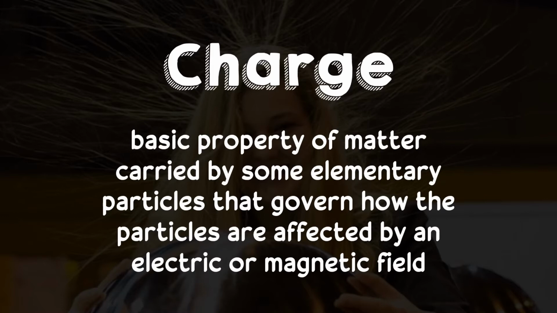All of us are made up of charges. The human body consists of atoms containing both positive and negative charges held together by attractive forces. First, let's define a charge. It is a basic property of matter carried by some elementary particles that govern how the particles are affected by an electric or magnetic field. In other words, a charge is a property of certain subatomic or elementary particles that determines their electromagnetic interaction.